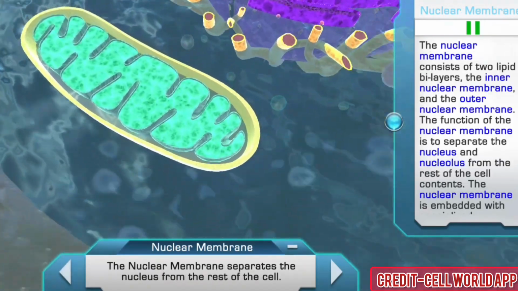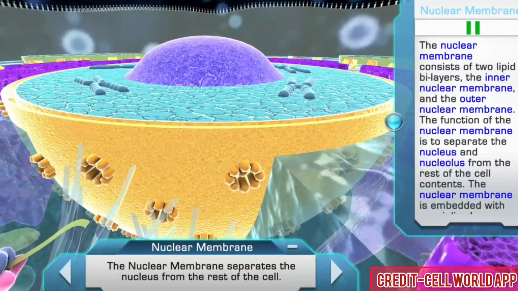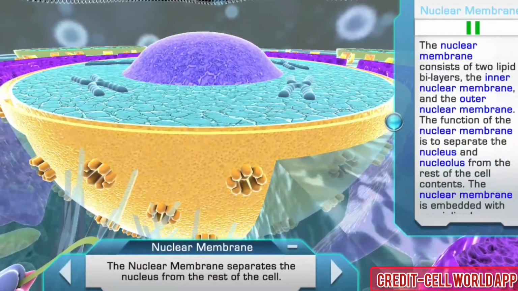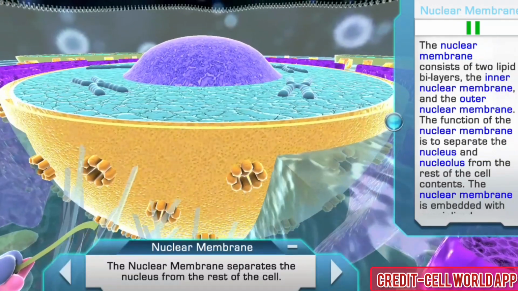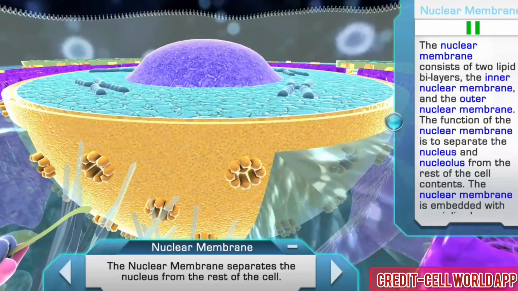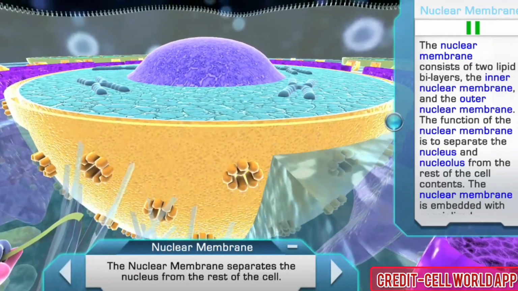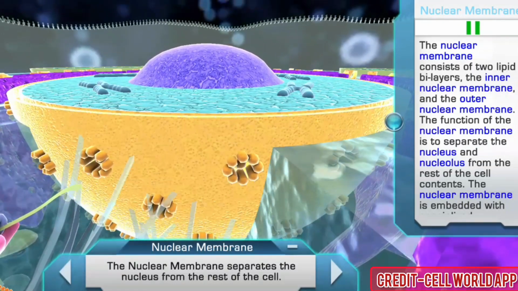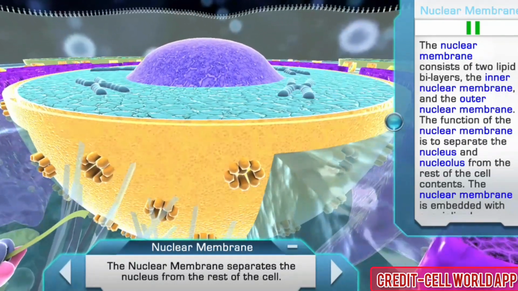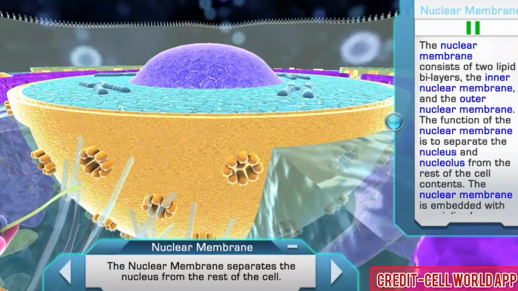The nuclear membrane consists of two lipid bilayers, the inner nuclear membrane and the outer nuclear membrane. The function of the nuclear membrane is to separate the nucleus and the nucleolus from the rest of the cell contents. The nuclear membrane is embedded with special proteins called nuclear pores, which act as specific doorways that permit substances such as nutrients, waste, and cell out of the nucleus.